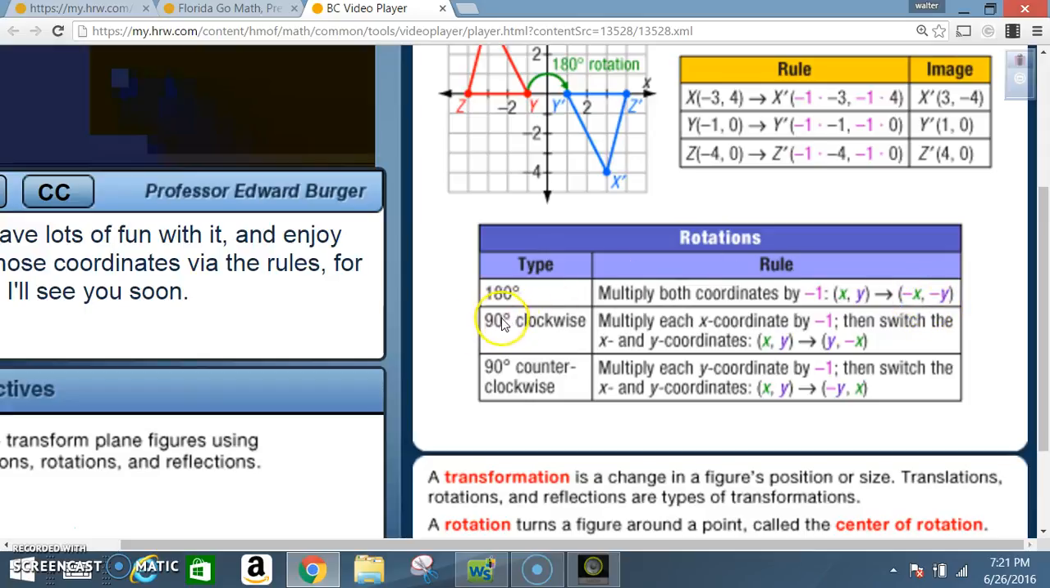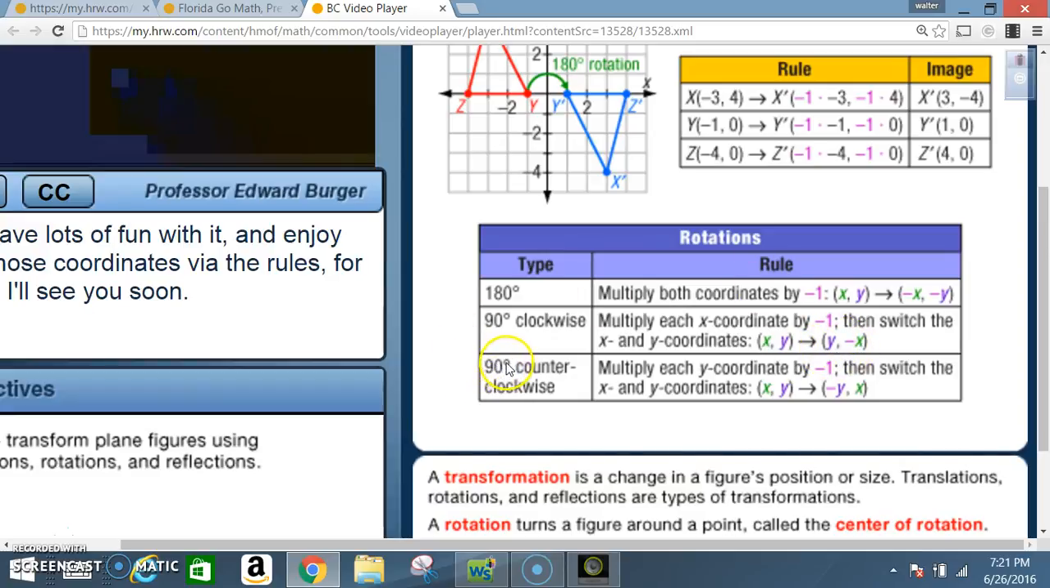If it's a 90-degree rotation clockwise, we multiply each x coordinate by -1, then switch the x and y coordinates. So our original is x and y. Then we multiply the x by a -1, so it becomes -x, and then we switch places.